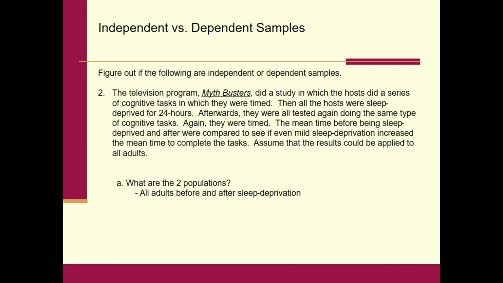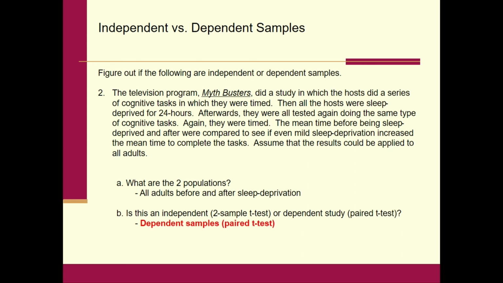So, what are our two populations? We've got all adults before and after sleep deprivation, as long as you feel like the hosts could accurately represent all adults. I don't see why not. There was a mixture of males and females in there. Then, is this the independent or dependent case? Is this the two-sample t-test or the paired t-test? Since we've got this before and after, and their times were compared to simply themselves, we've got the dependent samples, the paired t-test.